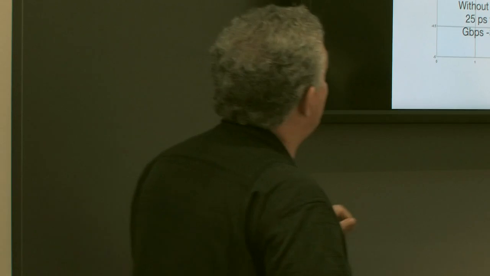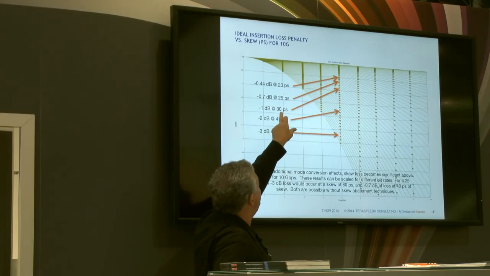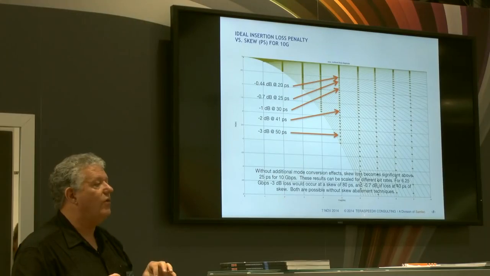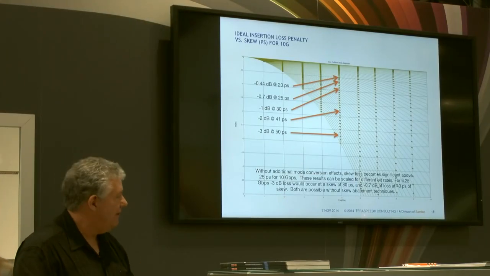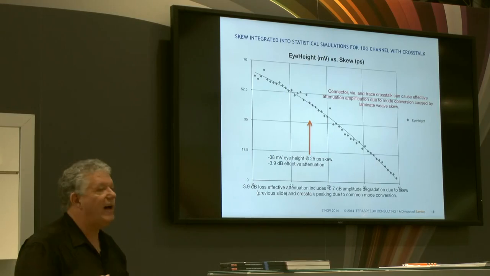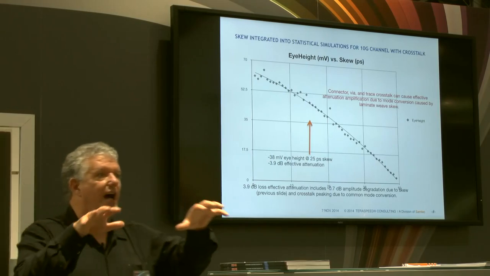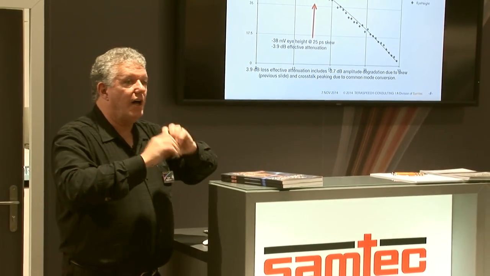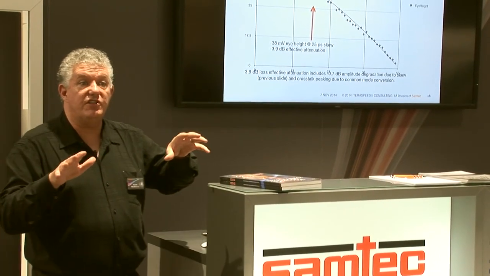But even at 30 picoseconds, we're losing 1 dB. So it's important to control that skew. However, it gets worse. Because what happens is when we convert to the common mode, that energy is now available to couple and radiate to other things in the system.